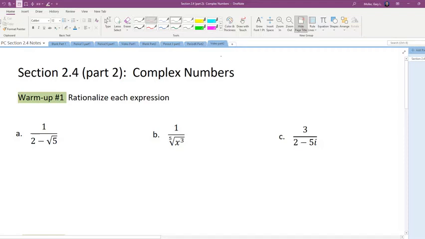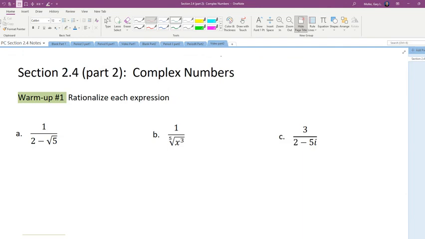In this video, we're going to be talking about the second part of section 2.4, and this should go pretty quickly. We're going to be talking about complex numbers some more, but we've done add, we've done subtract, and we've done multiply. So today we're going to do the complex numbers version of division.